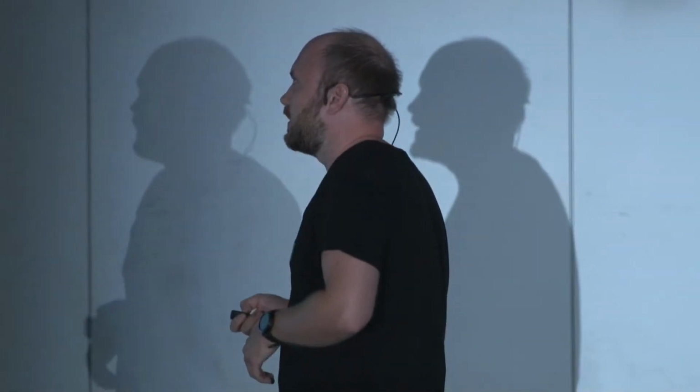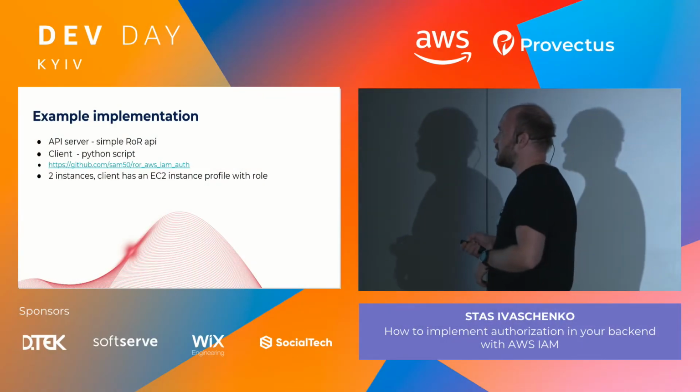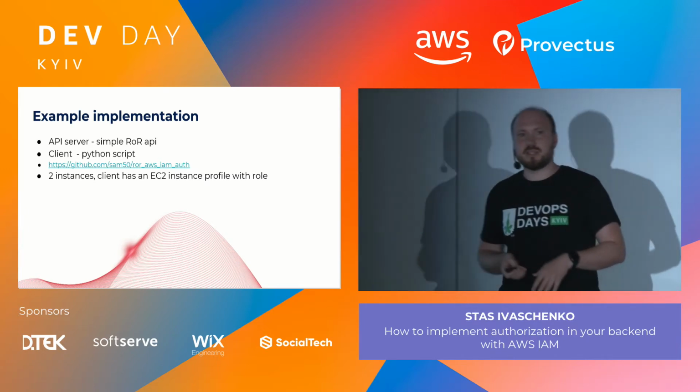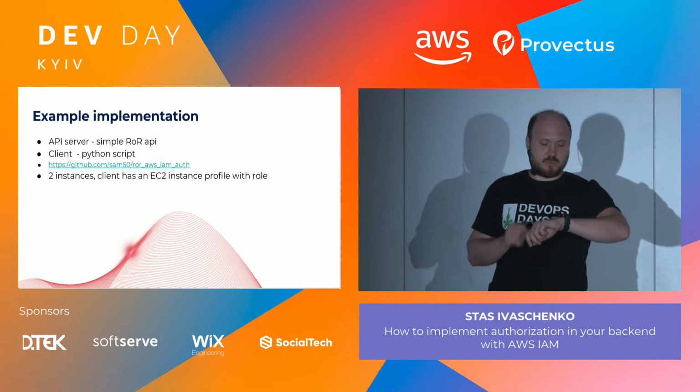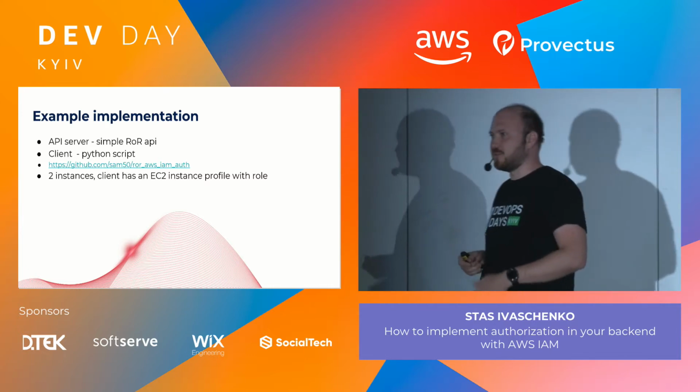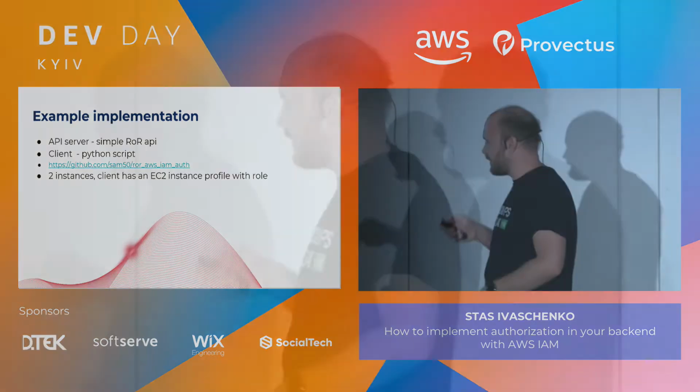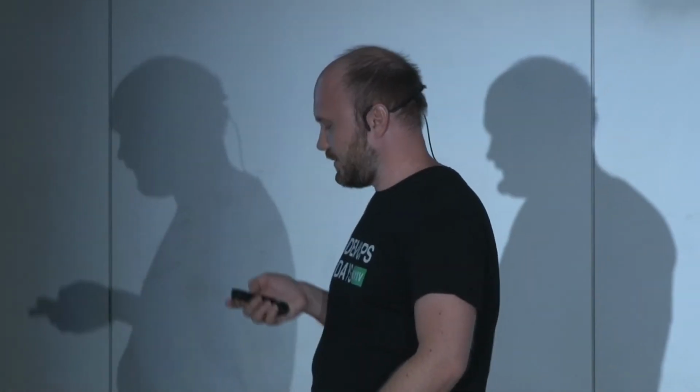So let's move on. I have an example implementation. It's on GitHub. The API server is a very simple Ruby on Rails application, and I'm quite sure you guys absolutely love Ruby on Rails. If you don't, please do. The client is a Python script, and you would need 2 instances. Actually, you only need 1 instance for the client, and it has to have an instance profile.